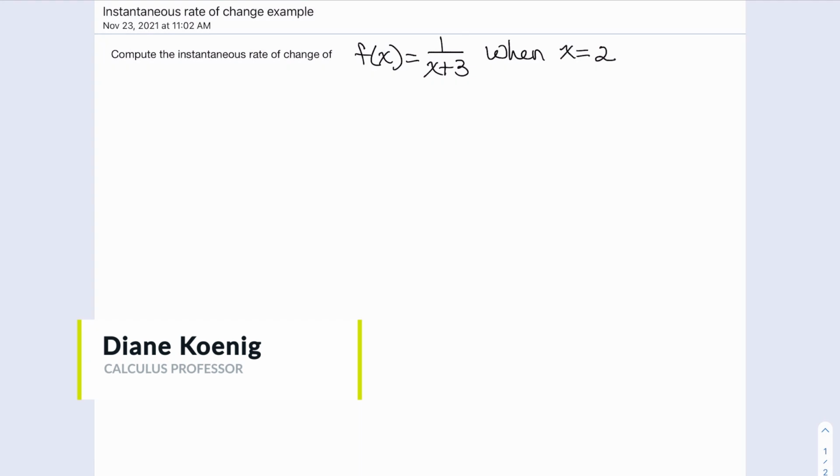Hello, and welcome to the video on finding the instantaneous rate of change when I have a rational function at a specific x value. So for this one, I want to compute the instantaneous rate of change of f of x is equal to 1 over x plus 3, and I want to find that when x is equal to 2. Now 2 is in the domain of the original function, so I'm able to go through the process with this.